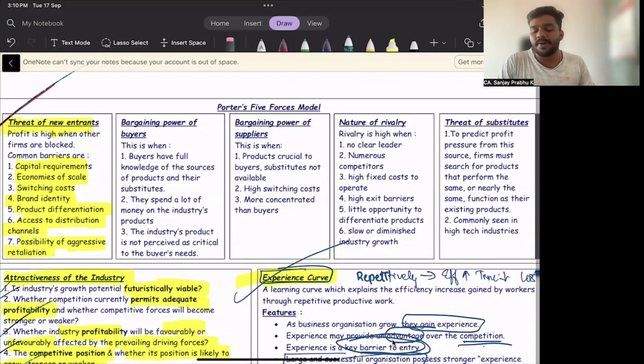Yes. So bargaining power of buyers. When will a buyer bargain? When did you bargain last time? When did you bargain for any product? When will you bargain? Sir, last time when I went for a trip to some other place, I bargained, sir.